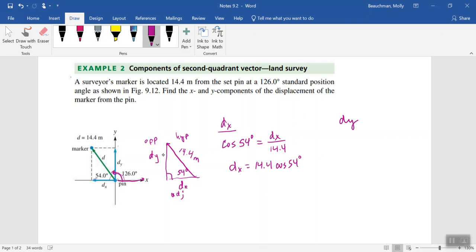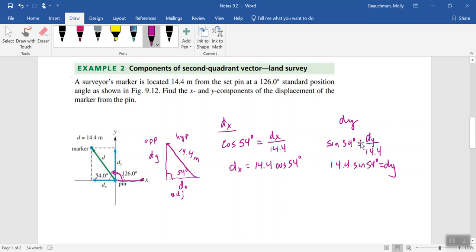So to find y, the component y vector along the y-axis, we're going to take, let's see, opposite over hypotenuse is sine. The sine of 54 degrees is equal to our y component divided by 14.4. Multiply both sides by 14.4. That equals our y component.